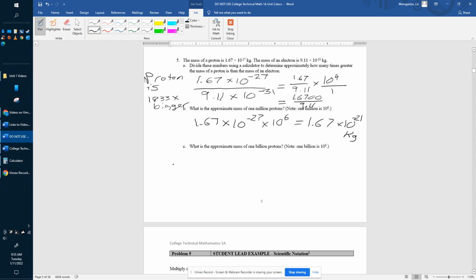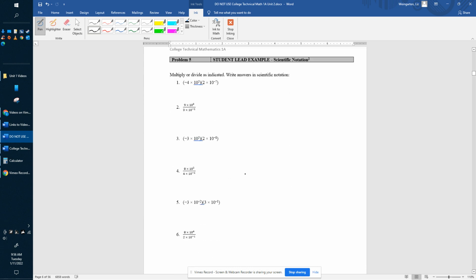What's the approximate mass of 1 billion protons? That's going to be 10 to the ninth. So 1.67 times 10 to the negative 27th times a billion, or 10 to the ninth. Add our exponents. Negative 27 plus 9 is going to be negative 18. So 1.67 times 10 to the negative 18th kilograms. At this point, I'm going to have you stop and work on problem 5, working on multiplying and dividing in scientific notation.